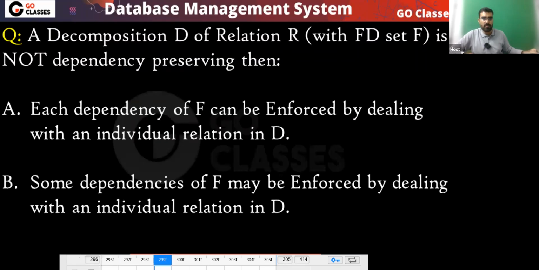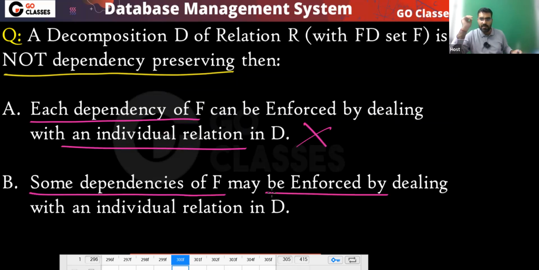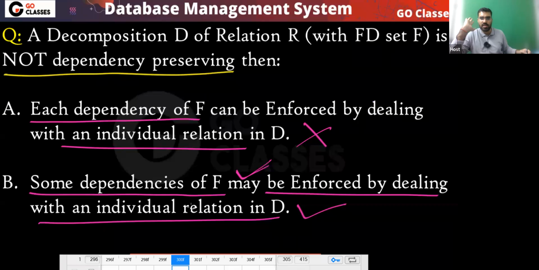And what about this question? Which statement is true? Two statements are given to you. Not dependency preserving. Then each dependency can be enforced by dealing with an individual table? No. Some dependencies may be enforced by dealing with an individual table. This is possible, right? Some may be enforced by an individual table.